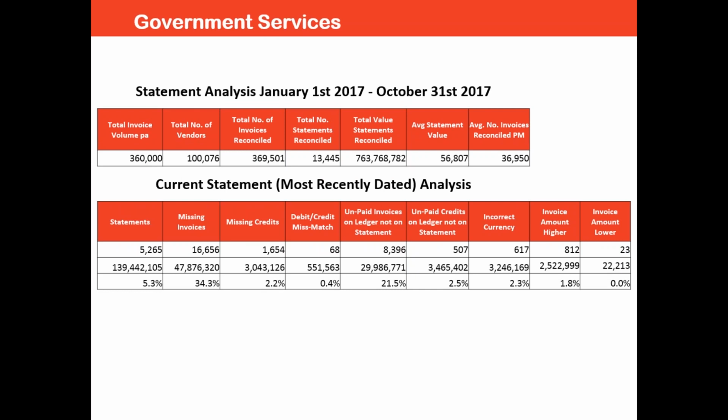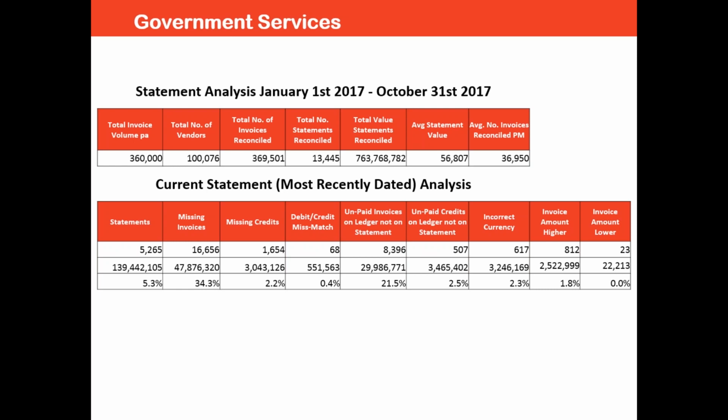And then on the next ones, I'm really just going to give you the highlights. So I think on this one, they're processing a lot of statements. This company provides outsourcing services to the government. So you can see they're doing 360,000 invoices a year. They're reconciling about 1,300 statements a month, which is quite a lot.